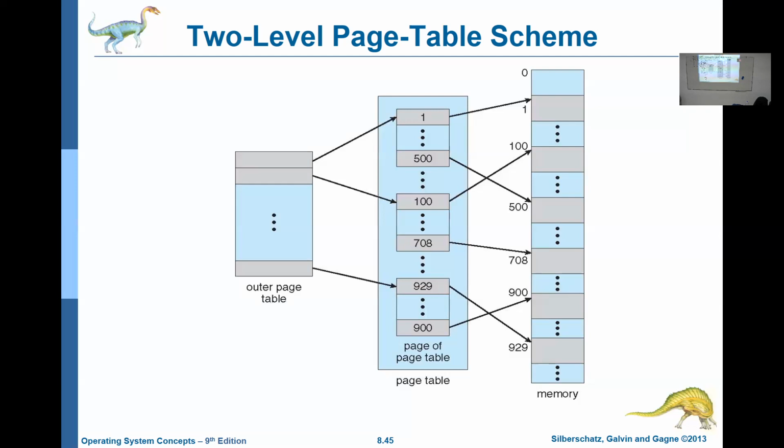In other words, I need to get the page of the page. This is the page of the page table. This is the offset in that page of the page table. And once I got that, I actually know what the frame that I want is.